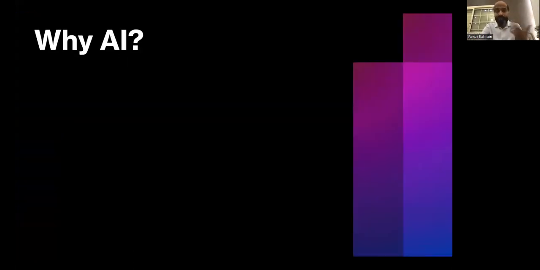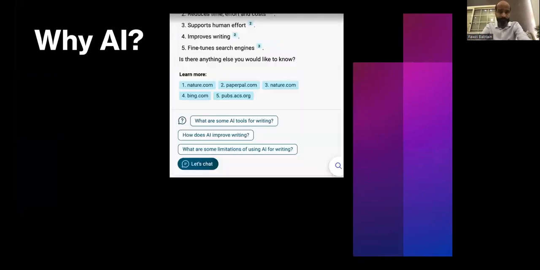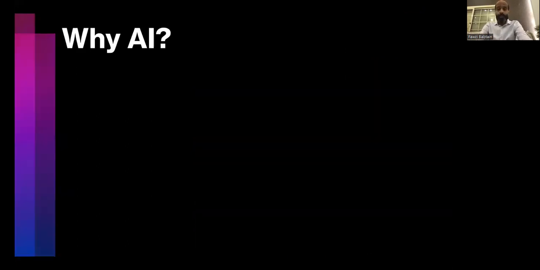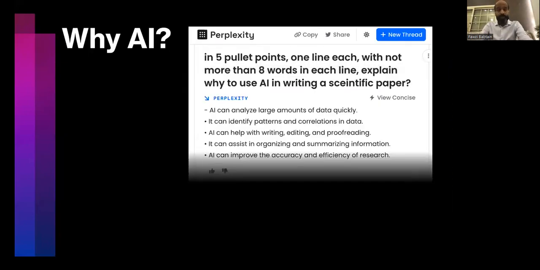So now, what happened in the last few months? Why AI now, specifically in medical research? It will really improve the way you look at the literature. It will reduce time, effort, and cost to support your efforts as a human, and increase your productivity. It will improve the writing. Remember, improve the writing. And it will fine-tune your search engines, and it will really come up with high-yield articles, smarter than probably the classic ways.